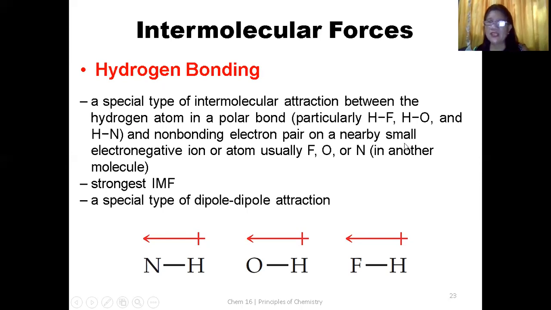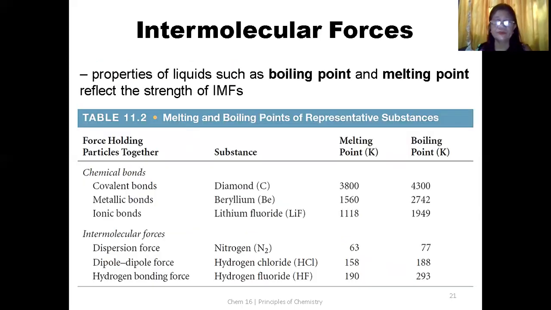Non-bonding electron pairs are nearby small electronegative atoms. Usually, kaning fluorine, oxygen, nitrogen. Na? So, these are strongest in IMF, but not for the chemical bonds. Ang pinaka-strong na chemical bond is, unsa man?